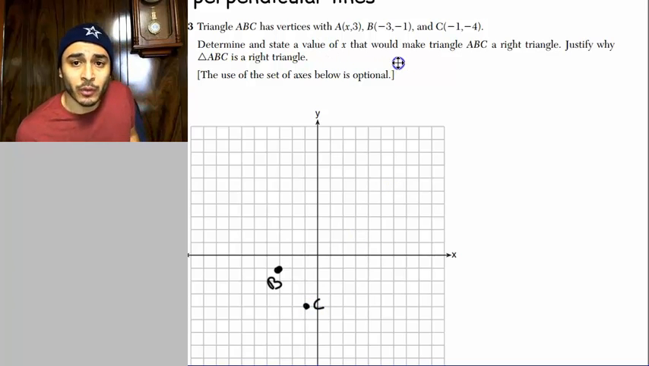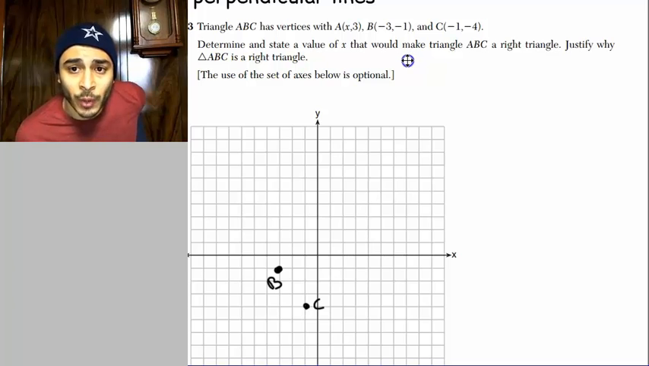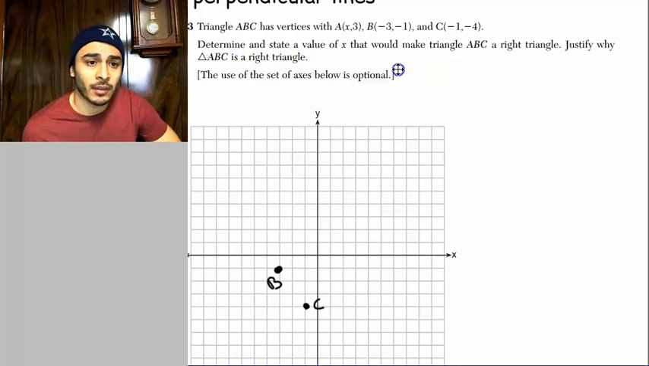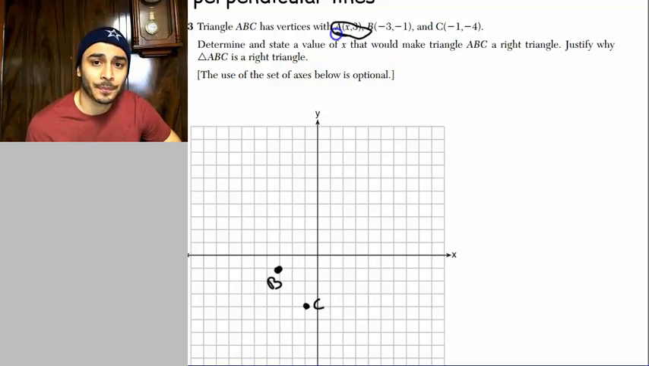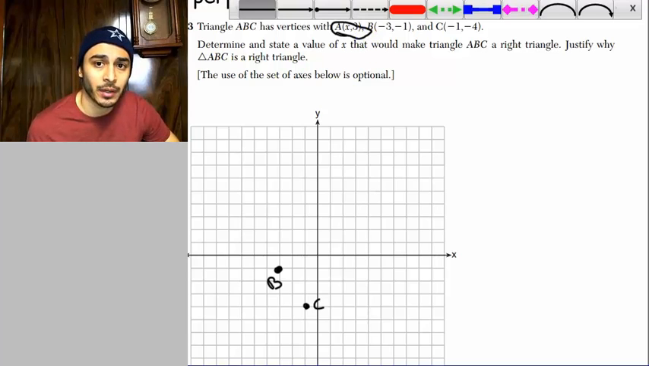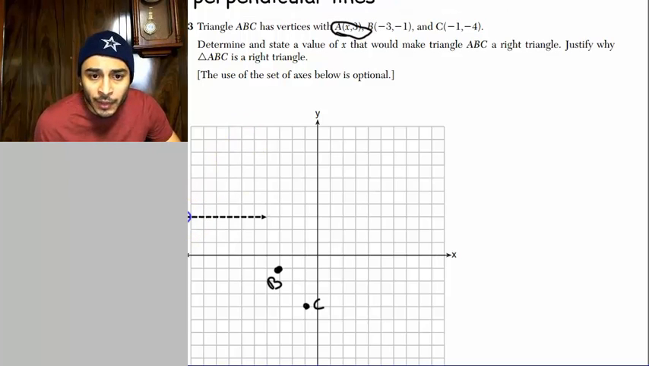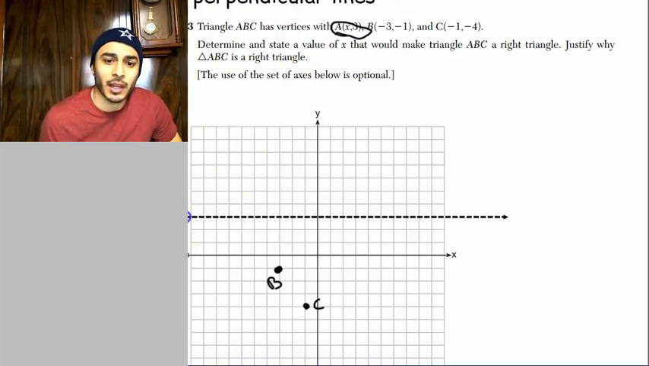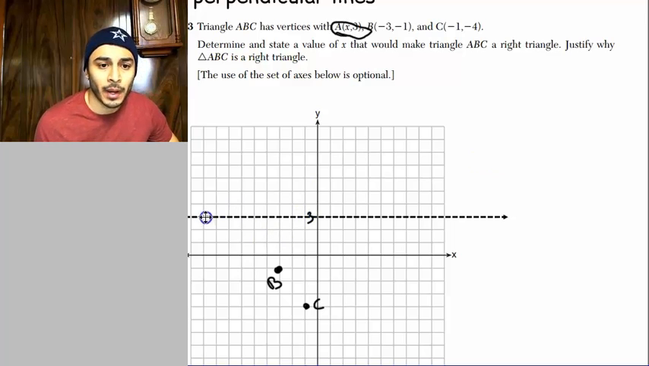Determine and state a value of x that would make triangle ABC a right triangle. Justify why triangle ABC is a right triangle. Okay, so now what do I know about point A? Well, I know point A has a y coordinate of 3. So point A must be somewhere along this line because it has a y coordinate of 3, right?